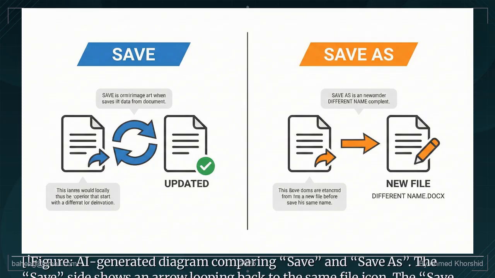The Save As side shows an arrow pointing to a second, new file icon with a different name.